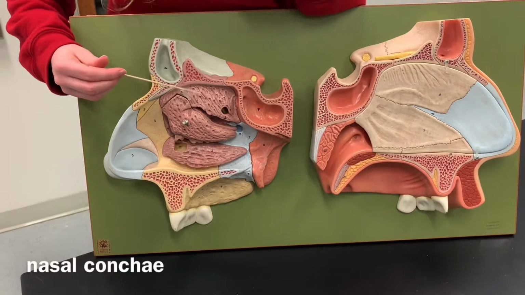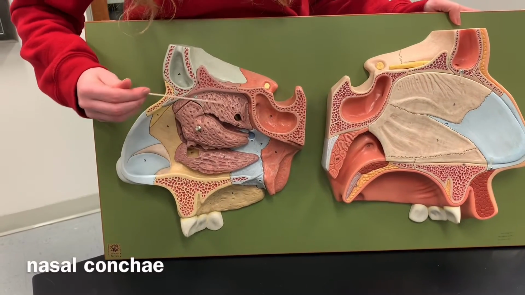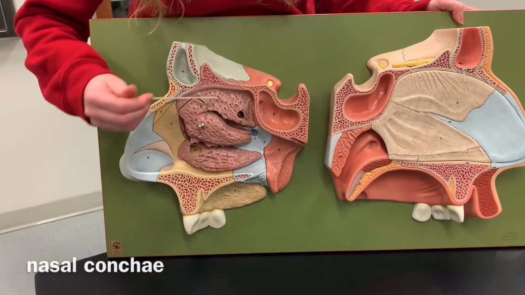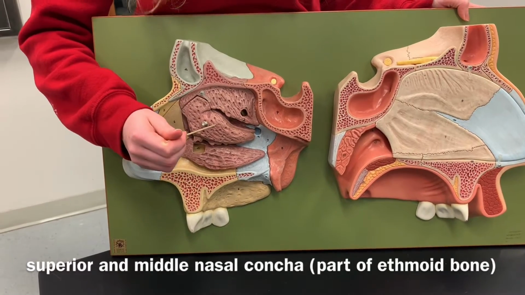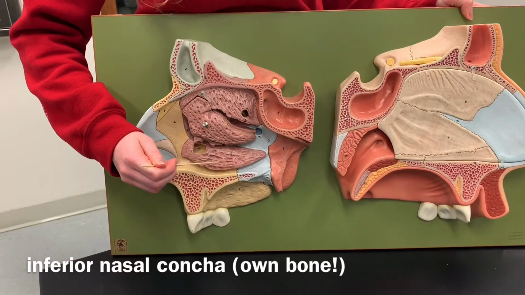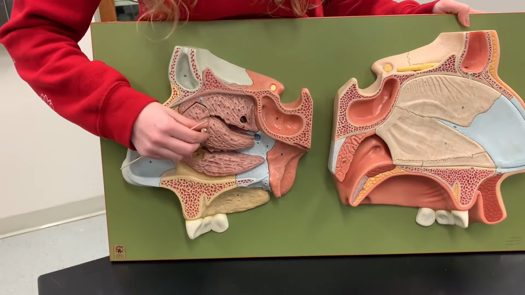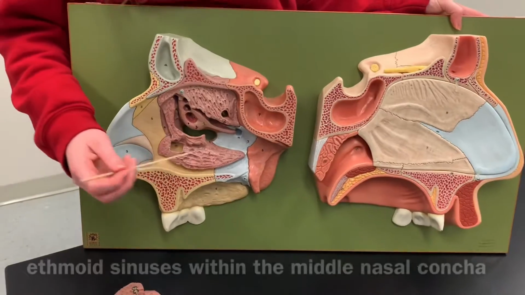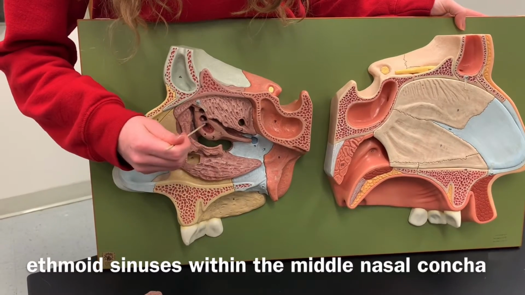Then over here we have our nasal concha: superior, middle, and inferior. The superior and middle nasal concha are part of the ethmoid bone, versus the inferior nasal concha, which is its own bone. And then within this middle nasal concha, in here we have our ethmoid sinuses.